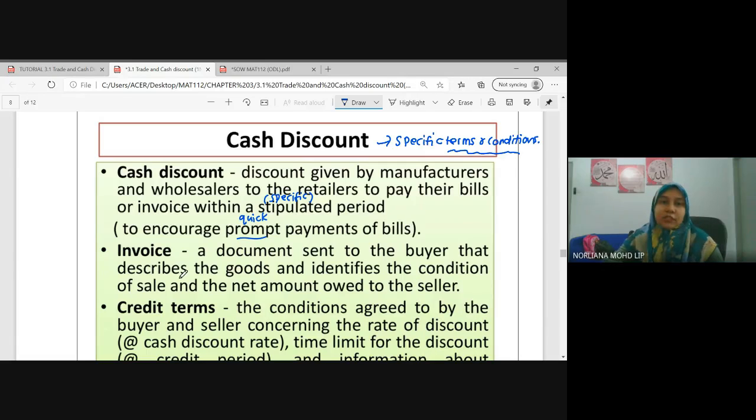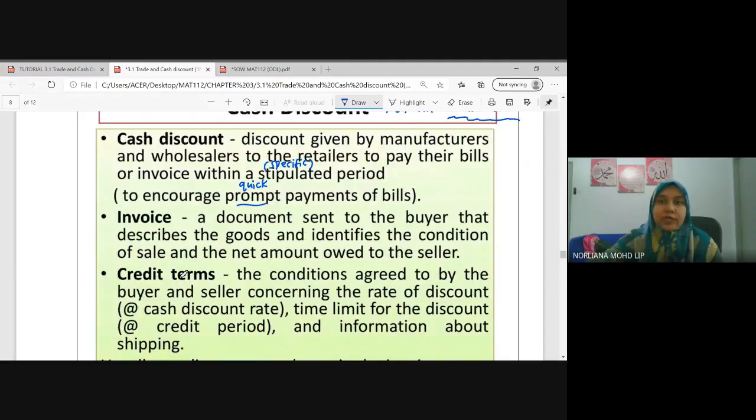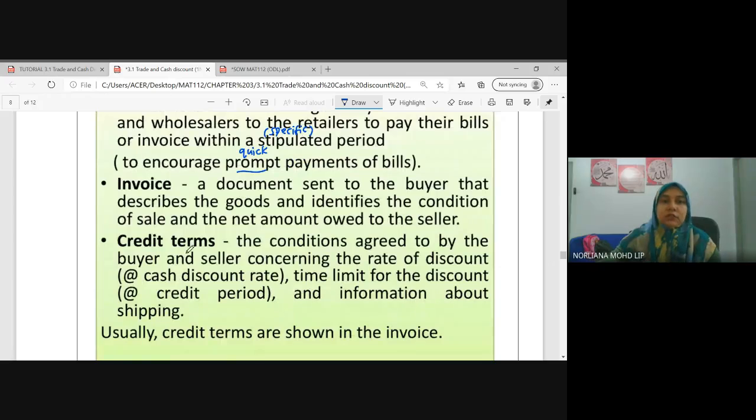The invoice is a document sent to a buyer that describes the goods and identifies the conditions of sale and the net amount owed to the seller. Then the credit terms are the conditions agreed to by the buyer and seller concerning the rate of discount, meaning the trade discount rate or the cash discount rate, the time limit for the discount or the credit period, and the information about the shipping. Usually the credit terms are shown in the invoice.